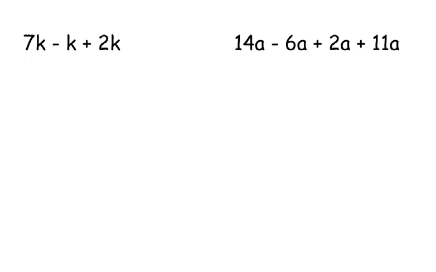Let's get a little bit more complicated. So here, we always want to check that they're like terms. I have a k with no exponent, a k with no exponent, and a k with no exponent. So ignore the k's for a minute. I have a 7. What's my invisible number here? A 1. And I have a 2. So 7 minus, because there's the minus, 1 plus 2. What is 7 minus 1? 6. What is 6 plus 2? 8. Don't forget to put your variable back in. 8k.